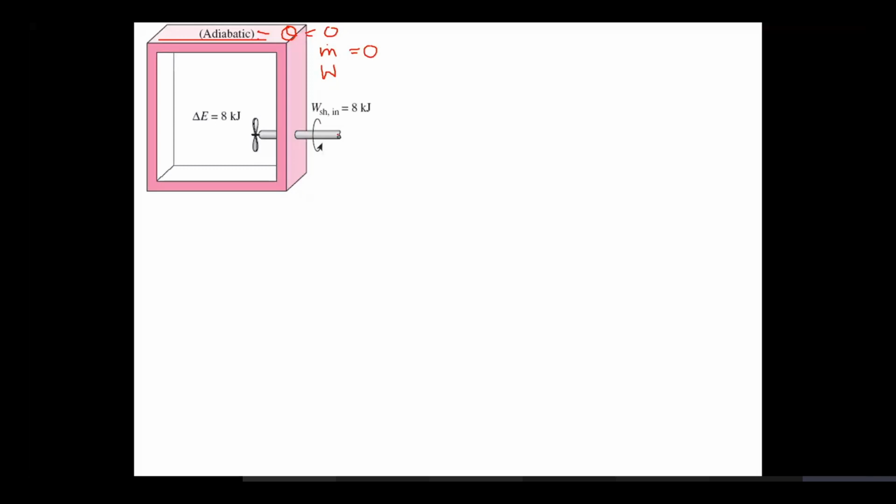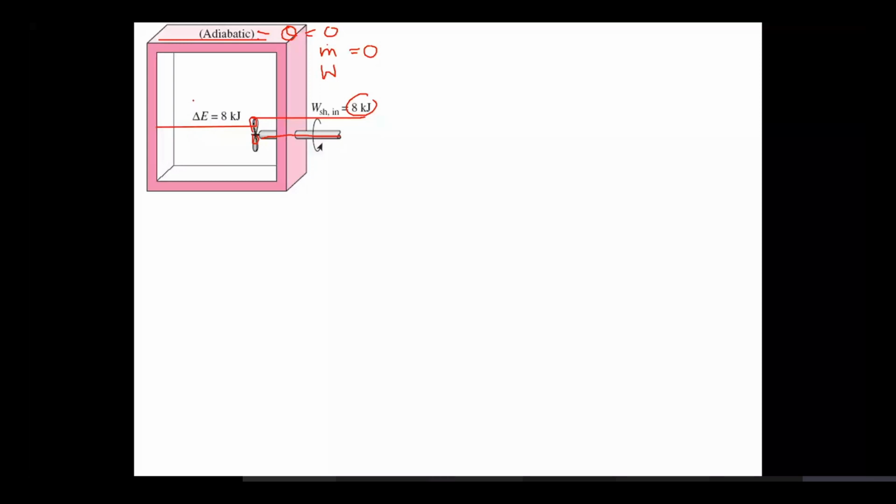All right. In this system, there is a shaft that is being placed, and there are rotors associated with the shaft. So, as the shaft is moving, work is done on the system, and the work done is 8 kilojoules. Clear? Yes, sir.